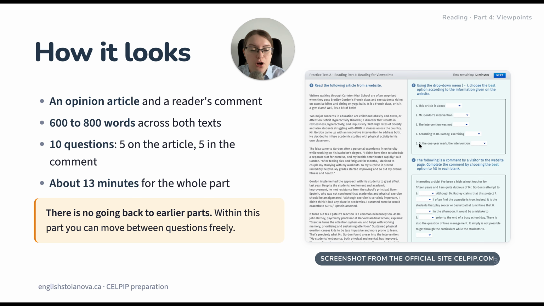You see the screenshot from the official site, celpip.ca or celpip.com. You see that there are 5 questions that are based on the content of the article. And usually the first one, what is this article about? We do that last, after we look at all of the opinions presented, to be able to see what was the main point, because it can be tricky sometimes.